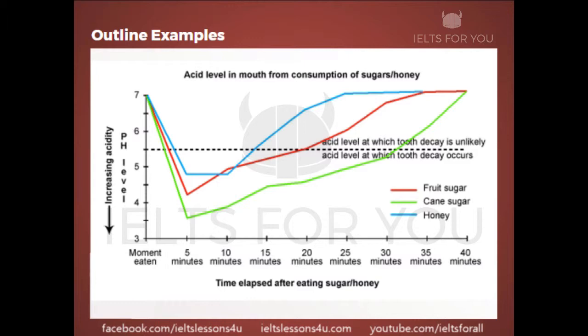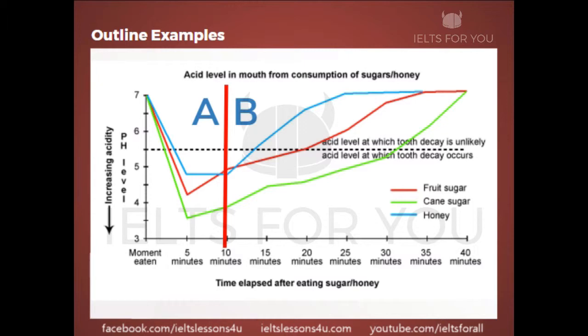Okay, and I think this one, if you look closely, there's a pretty clear moment that we should divide it. And I believe that is right here at the 10-minute mark. Paragraph A will describe the first 10 minutes of the process, where those pH levels drop way down, right? And then honey sort of stays the same, fruit sugar rises pretty dramatically, and cane sugar rises gradually, right, until the 10-minute mark.